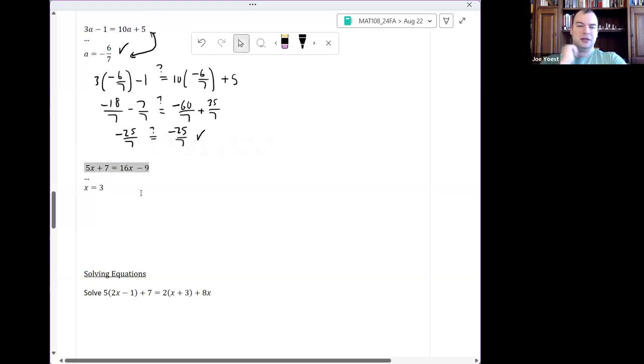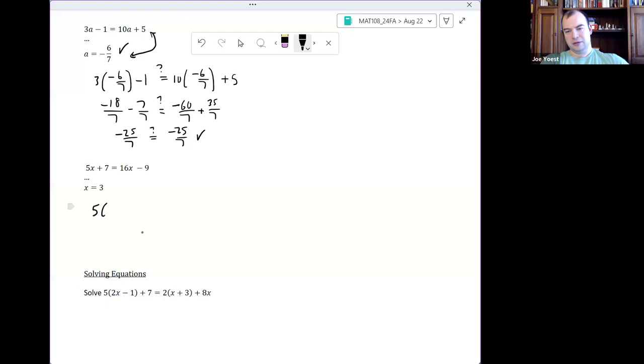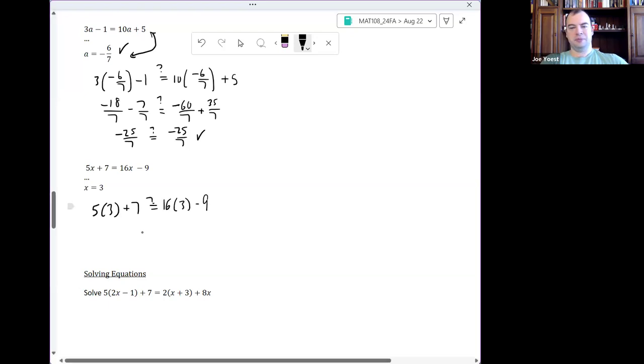We, again, have an equation. Suppose we went through some algebra, some steps to solve this. We ended up with the solution x equals 3. We're claiming that that's the solution. Is it actually? 5 times 3 plus 7, is that equal to 16 times 3 minus 9? So that's 15 plus 7. I think that is 22. Is that equal to, well, 16 times 3 is 48, minus 9 is 39.